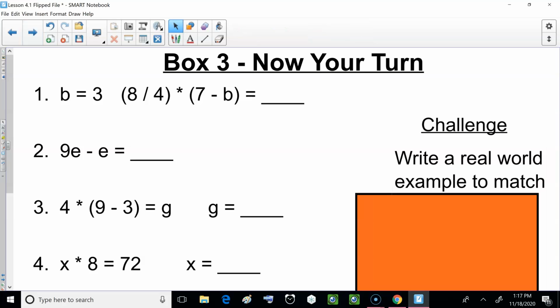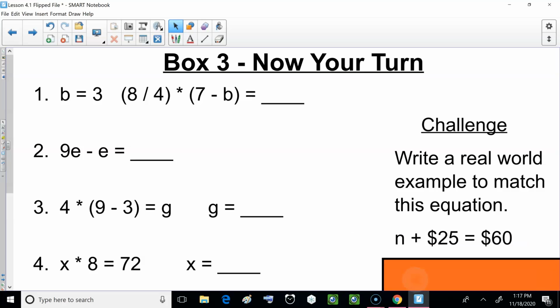You probably know what's behind the box. What is it? Write a real world example to match this equation. So not only do we see equations, can we come up with word problems to create? If you want that challenge, go for it. Right now, I want to see if you can create a real world word problem that could match that equation. That would be the work you would have to do.